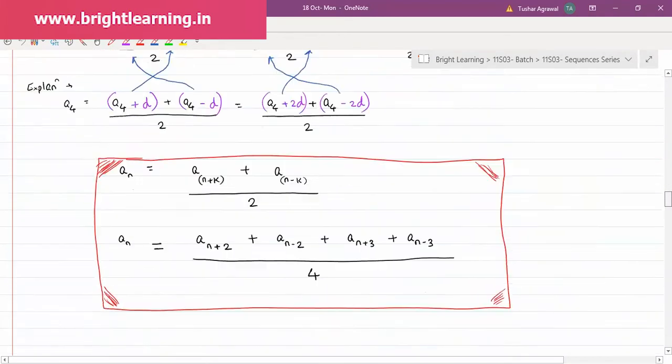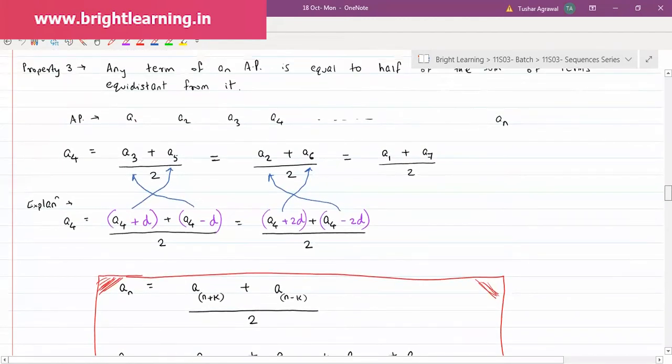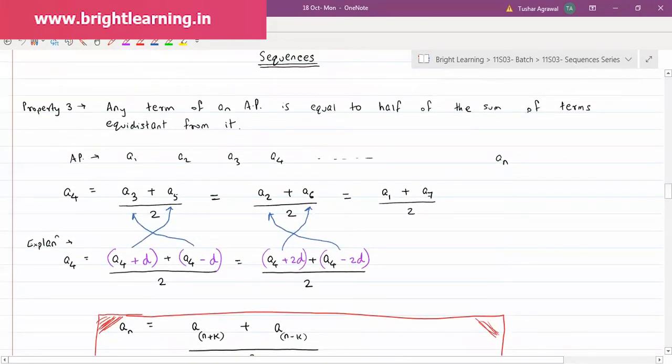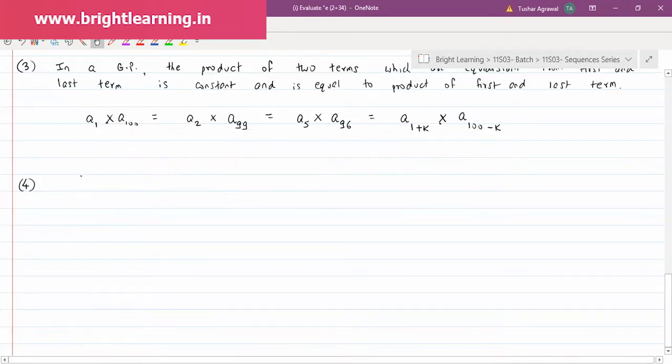Any term of an AP is equal to half of the sum of terms equidistant from it. So if you want to calculate A4, you can go A3 plus A5 upon 2, or A2 plus A6 upon 2. You remember this property because A3 plus A5 is A4 addition B, A4 subtraction B upon 2. Yes or no? So a similar property, but here it will be replaced by a product.